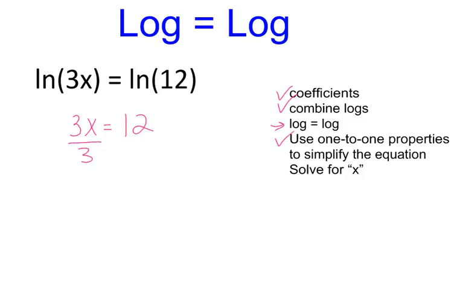Finish solving. And we end up with x equals 4. Right, so make sure we're paying attention. If we have logs on both sides, we use the 1-to-1 property to drop those log pieces out. Or if we have log equals a number, we have to exponentiate and use the inverse to cancel that out.